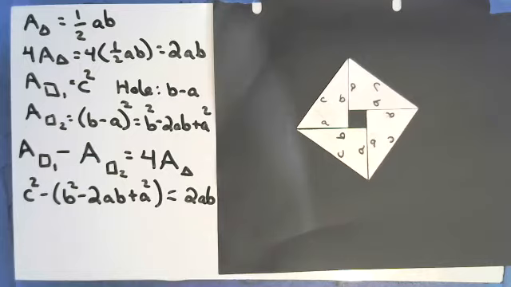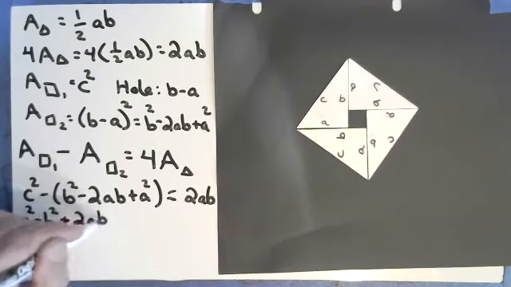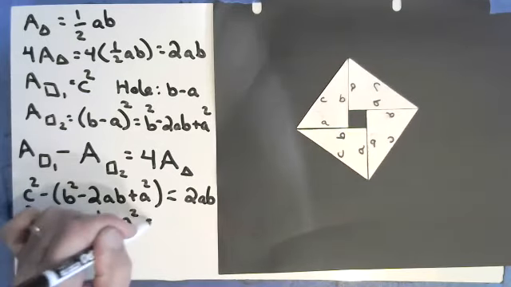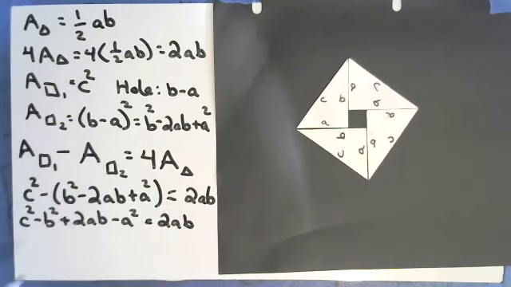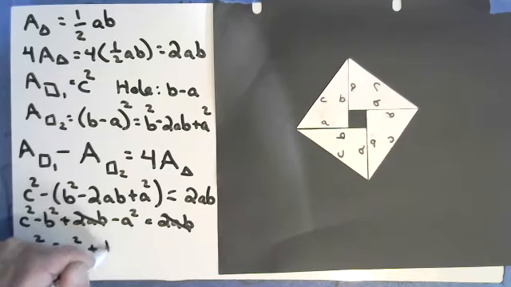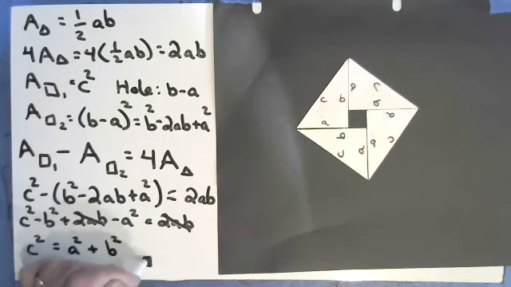And now we do some algebra. We need to distribute the minus sign across. We get C squared minus B squared plus 2AB minus A squared is equal to 2AB. We know that these two 2AB terms cancel out because they're the same quantity on opposite sides of the equal sign. And we can also move these two subtracted values over to the other side of the equal sign, and we get C squared equals A squared plus B squared. We have proved what we set out to prove.